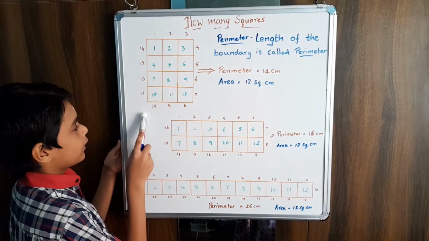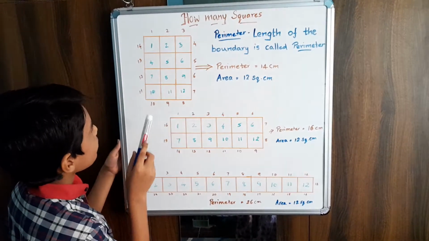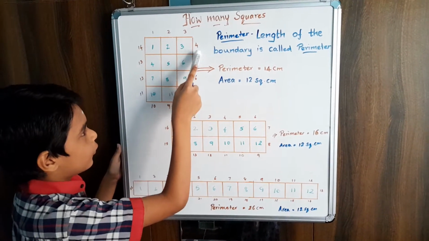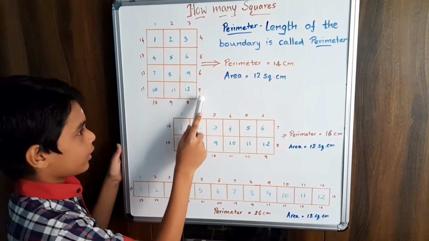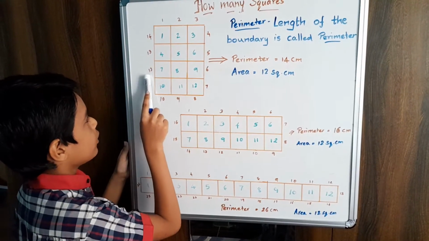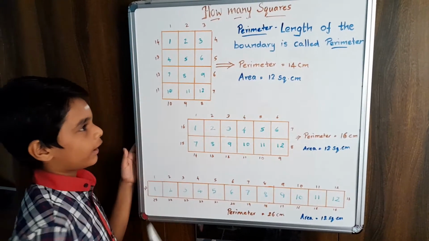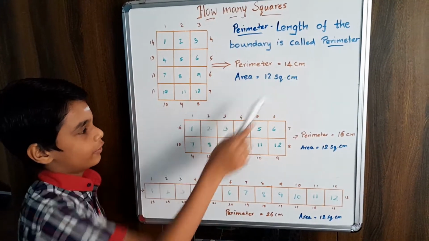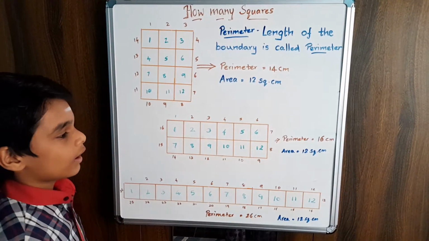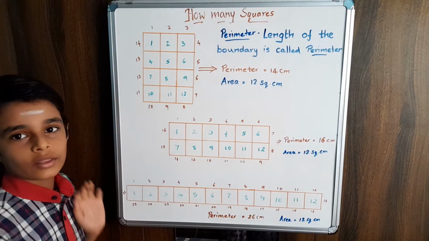Let us measure the perimeter of the first rectangle. 1, 2, 3, 4, 5, 6, 7, 8, 9, 10, 11, 12, 13, 14. So the perimeter of the first rectangle is equal to 14 centimeters. All the 3 rectangles have the equal amount of area, which is 12 square centimeters.